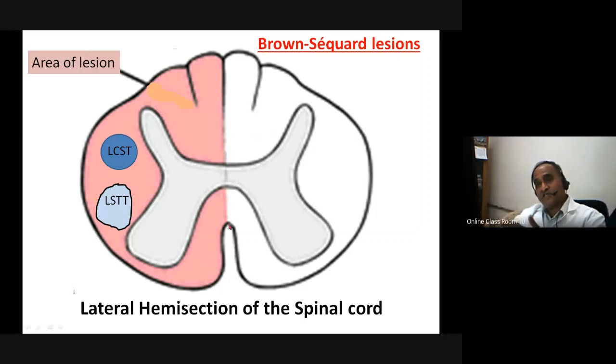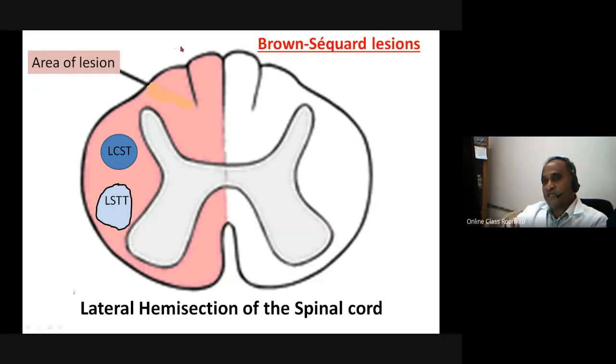His thesis topic, and he did a lot of work on this in experimental animals. So this is a Brown-Sequard lesion, and this is the area of lesion. Here I have highlighted the two tracts. There are many tracts. This is the posterior column. This is a lateral column. This is the anterior column, and here is the central canal.